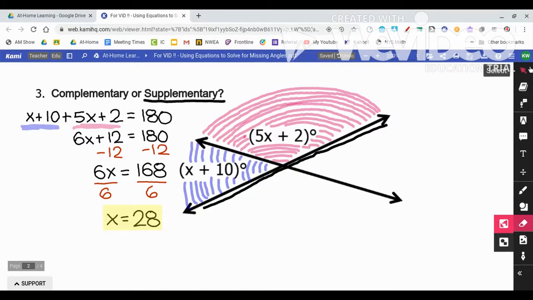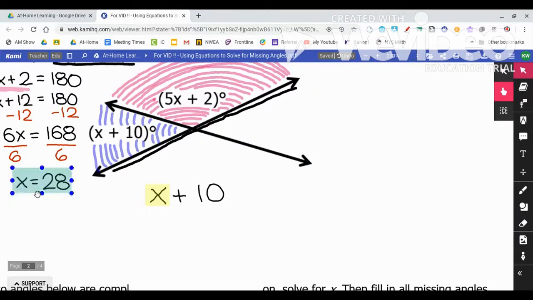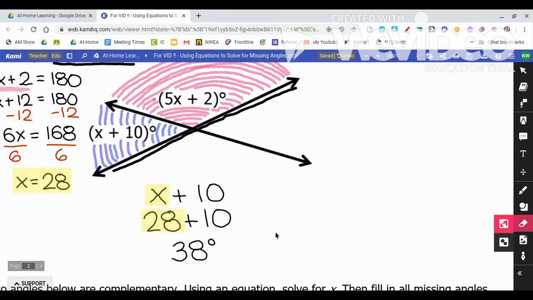Now that I have x, I have to solve for both of my missing angles. The blue angle is x plus 10, so let's start there. So x plus 10, I'm going to plug in my x, which is 28, and I get 38 degrees. So I know my blue angle is 38 degrees.